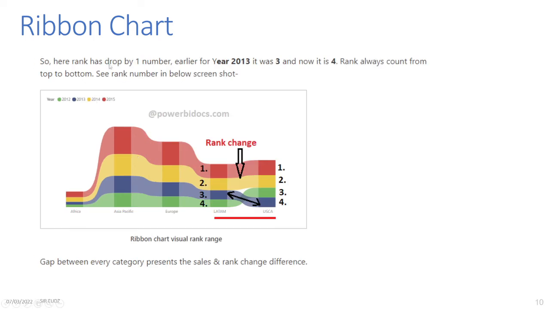So here the rank has dropped by one number. Earlier for year 2013 it was 3 and now it is 4. Rank always counts from top to bottom, so see the rank numbers below: 1, 2, 3, 4. This will always be 1, 2, 3, 4. But you notice the change in the color here. So the gap between every category represents the sales and rank change difference.